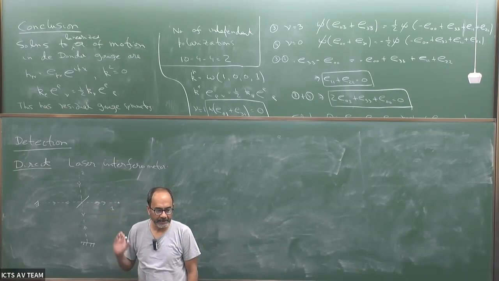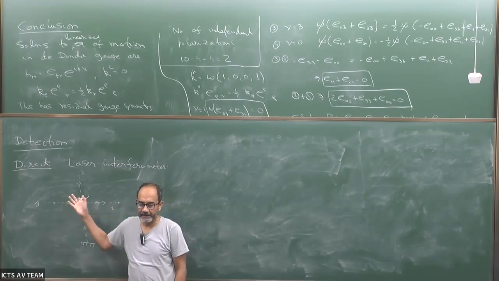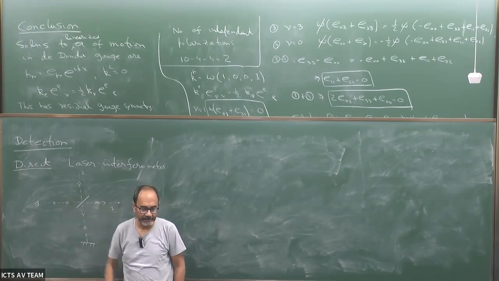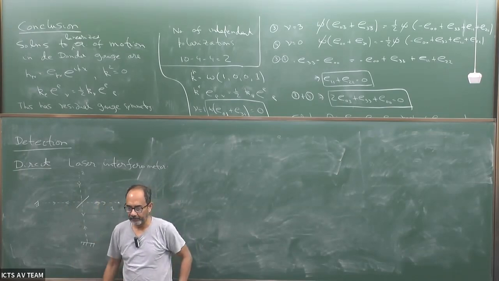This is the way we detect gravitational waves: when the gravity wave passes through, you see how much the interference pattern is changing, and you see an oscillation in the interference pattern. And that's the signal of gravity waves.